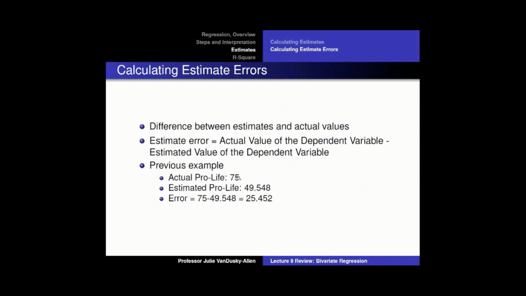Well, let's say that actually in that specific state, 75% of people identified as pro-life. So this is the actual value of pro-life, and this is the estimated value of pro-life. To figure out the error, we just take this value and subtract this value from it. So 75 minus 49.548 equals 25.452.